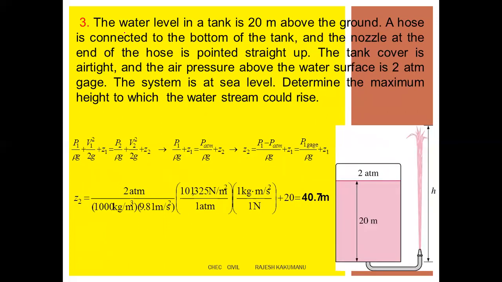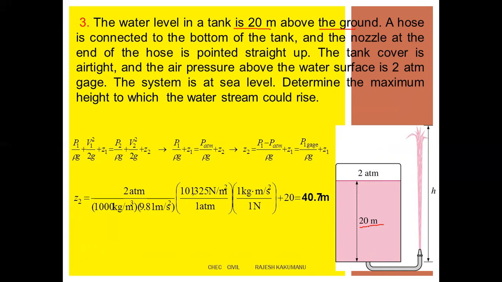Next, see the third problem. The water level in the tank is 20 meters above the ground. So this is the tank. Water level of the water is 20 meters. The water level in the tank is 20 meters from the ground. From the ground, the water level is 20 meters.